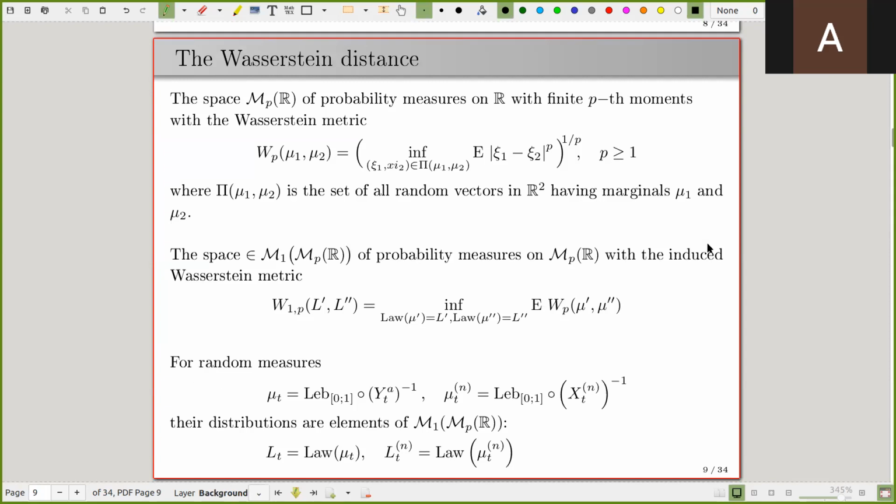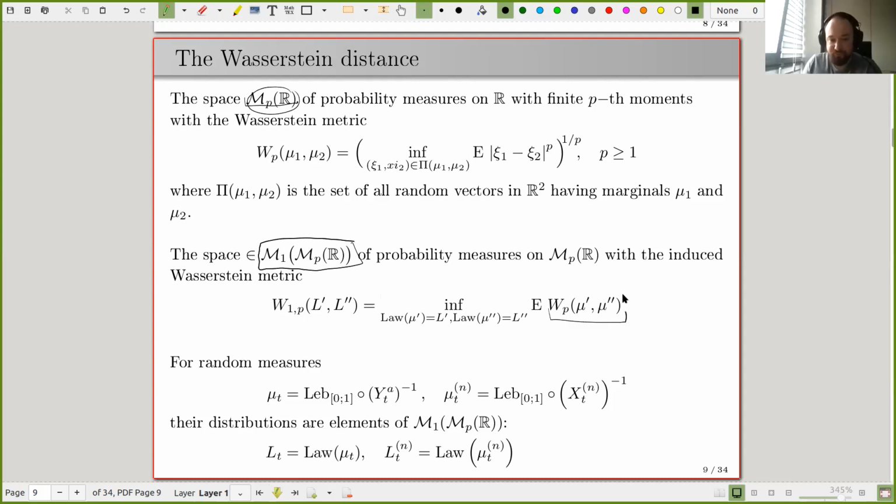So we consider the following framework. We start with the space of all probability measures with finite p-th moments endowed with the standard Wasserstein metric. And then we consider the distributions on this space. So the probability measures on this space, this is our new space. And we introduce the induced Wasserstein metric in this very same way, but here we write the Wasserstein distance between these two probability measures. And we consider the images of the Lebesgue measure on the interval [0, 1] by the action of the Arratia flow with drift and our splitted process.